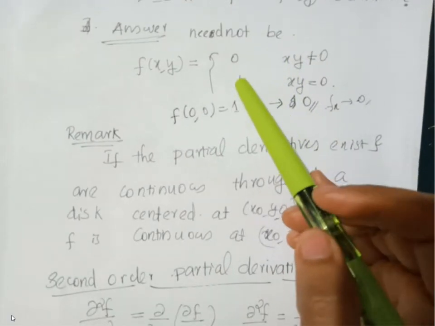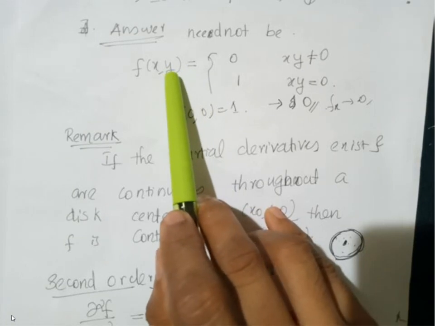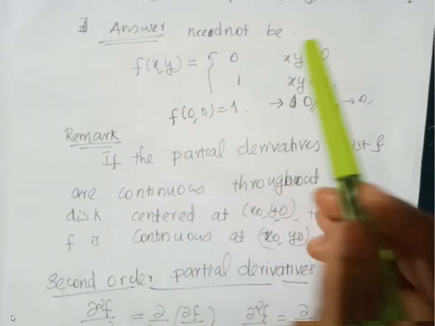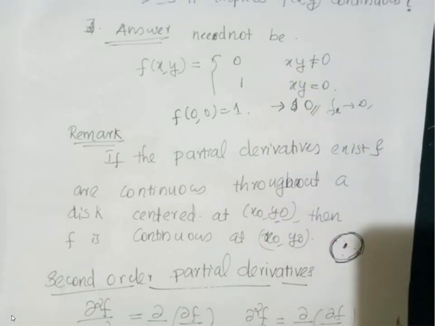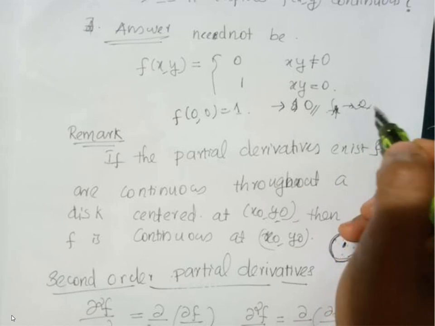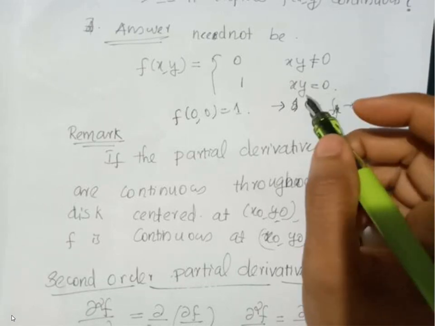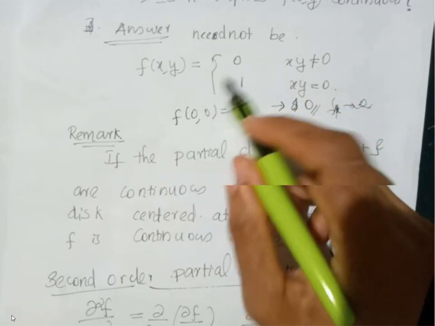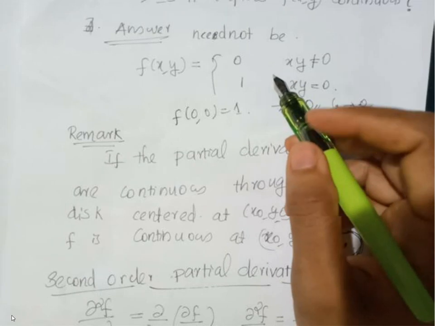For that, I showed an example in that video: f of x y equal to 0 if x y is not equal to 0, and 1 if x y equals 0. At that point f of x y equals f of 0 equals 1, but all the other limits tend to 0. So this function f of x y is not continuous, but the partial derivatives exist. This is an example for that function.